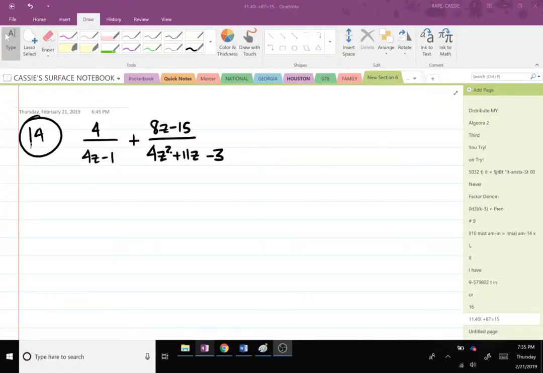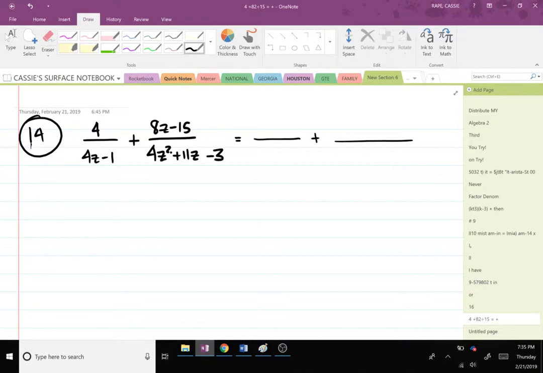All right, we're looking at number 14. This is page 3 of your packet, close to the very end. We've got these two. Remember your strategy. First and foremost is going to be to factor denominators. So we're kind of going to ignore numerators and figure out, taking a look at this, what are our common denominators? And to do that, we're going to have to factor.